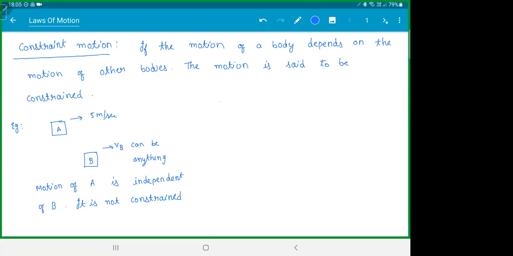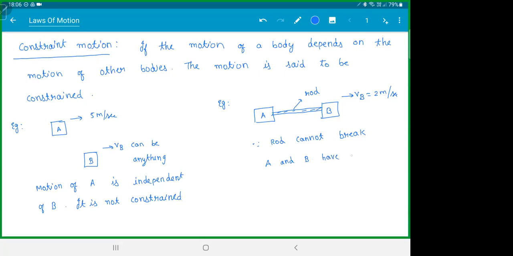Now the same thing, if you are taking something of this sort, let's say we have A here and we have a thin rod in between them. Let's say the rod can't break or can't stretch. If B is traveling with a speed of 2 meters per second, A doesn't have a choice. Since the rod cannot stretch or break, A and B should have the same velocity. So here the motion is constrained.